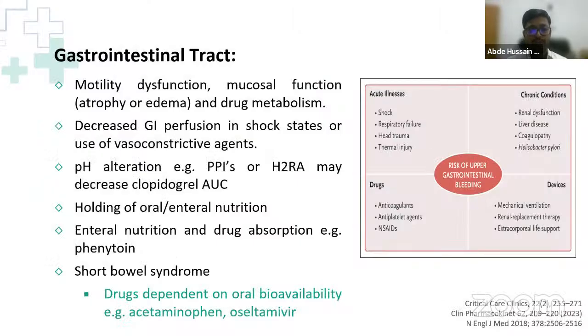The GI tract changes, as we had already seen, include pH alterations. Again, the drug can have decreased absorption in cases where there is GI bleed, so that is another factor that affects it. There's mucosal disruption, and various etiologies such as shock, respiratory failure, and drugs like anticoagulants, antiplatelets, NSAIDs, and other stressor factors can lead to risk of upper GI bleed in an ICU. That is why we use pantoprazole to protect and provide stress ulcer prophylaxis.